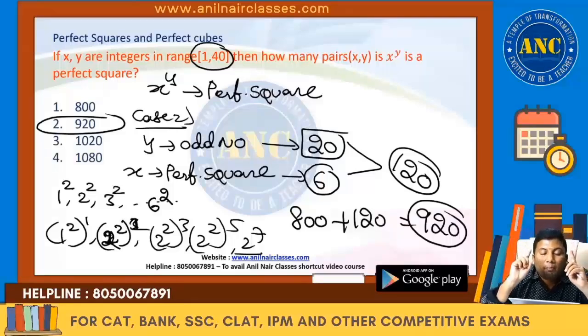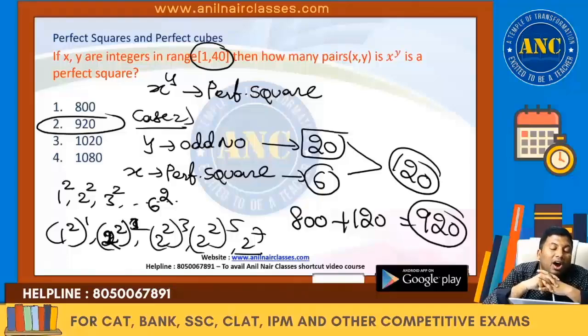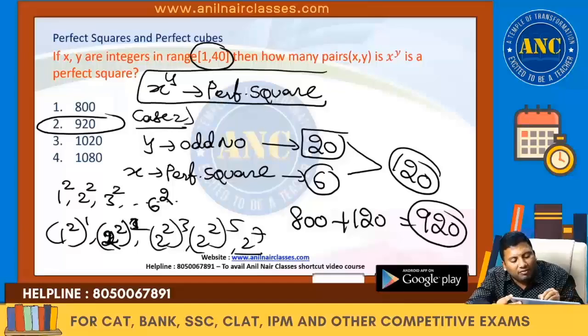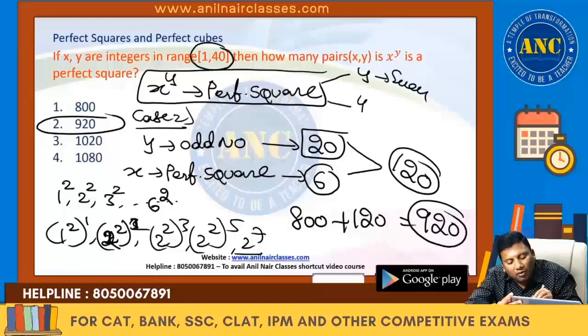For x power y to be a perfect square, there are two cases. y could be an even number or y could be an odd number. If y is an even number, the base could take any value. If y is an odd number, the base could take only perfect squares. Extremely important, sir. If it is of the form x power y, y could be an even number, or y could be an odd number. If y is an odd number, x will be a perfect square. Here x could be any integer. This is a very important observation.